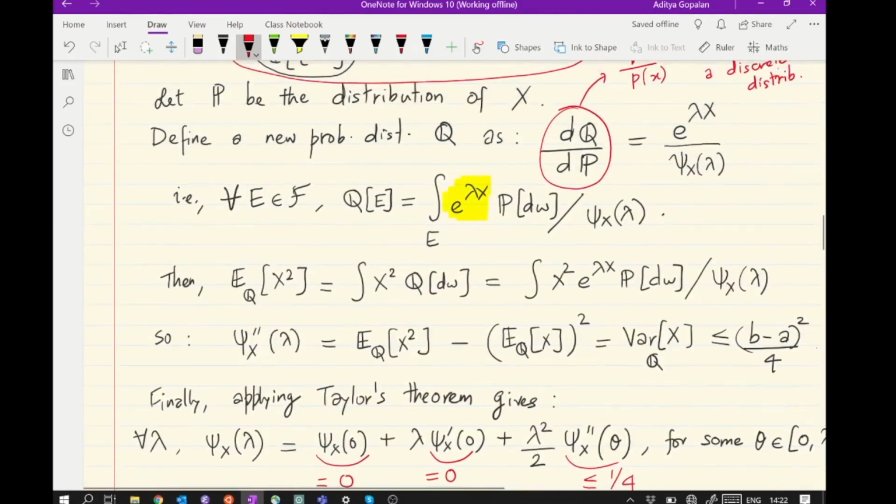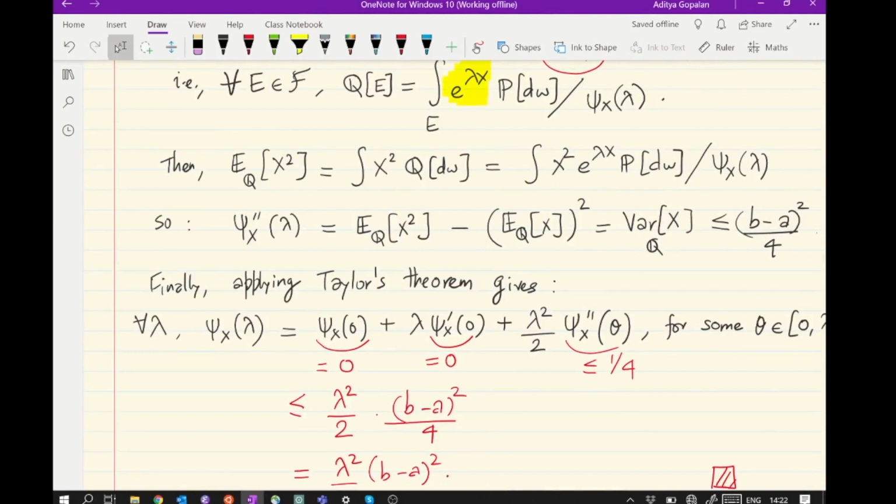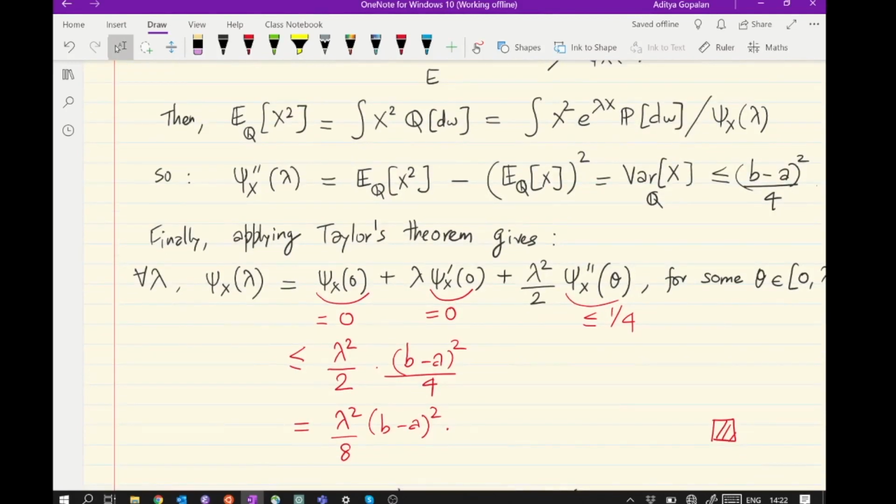So basically what we have shown is that for a random variable x bounded between the values a and b, its log moment generating function is always bounded by this quadratic function of lambda with a bound on the coefficient being b minus a the whole square by 8.